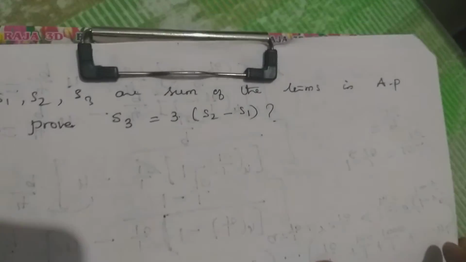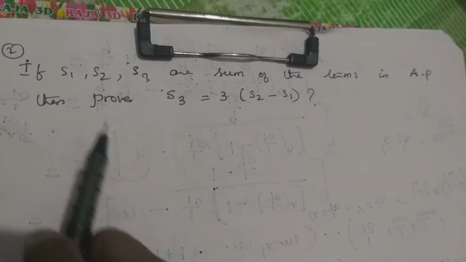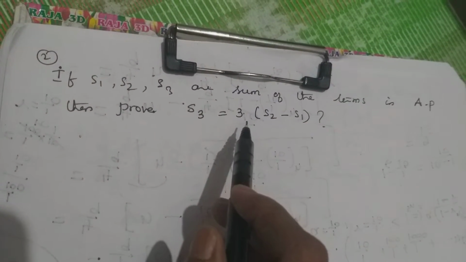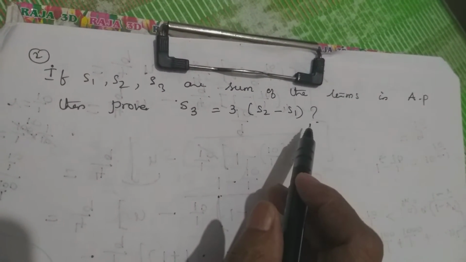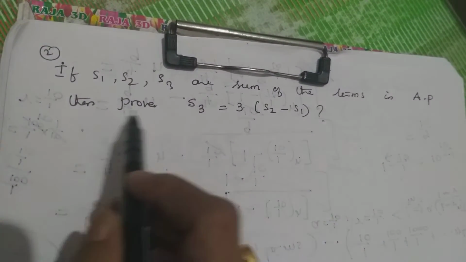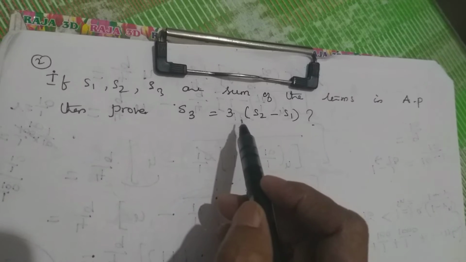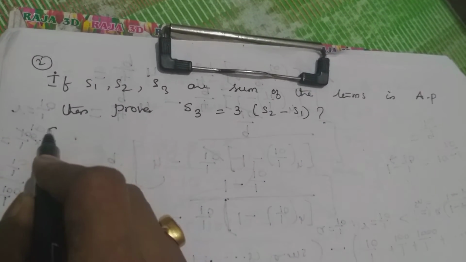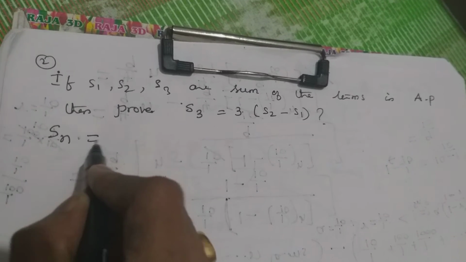Students, now we are going to see, in AP, some of the terms. We are going to prove S3 equal to 3 into S2 minus S1. If S1, S2, S3 are sums of the terms in AP, then prove S3 equal to 3 into S2 minus S1. First, what is the sum of the terms in AP formula?